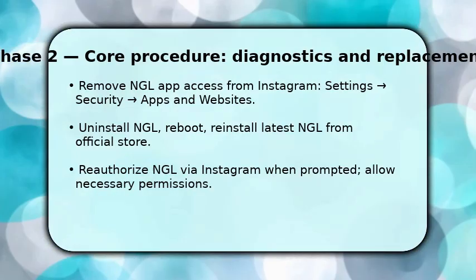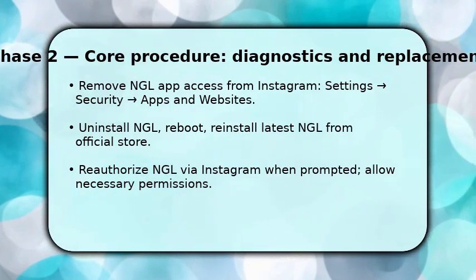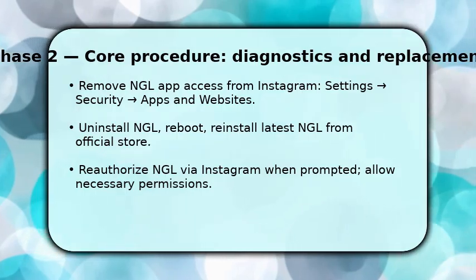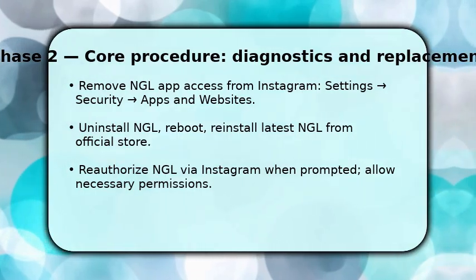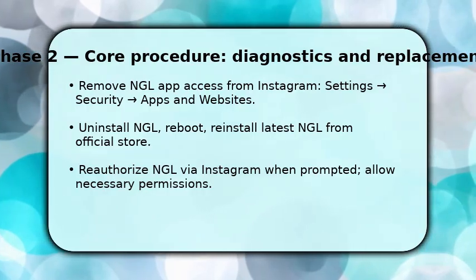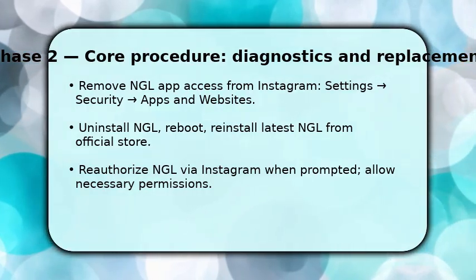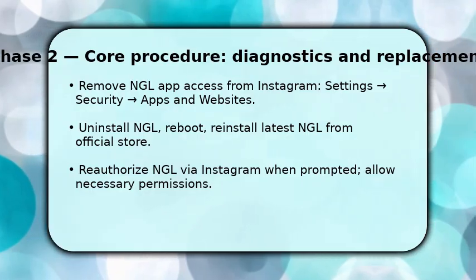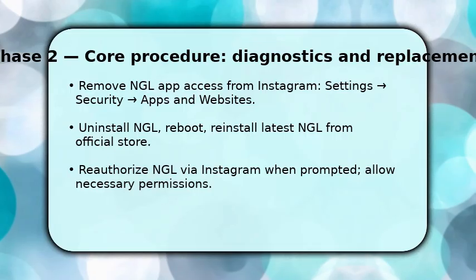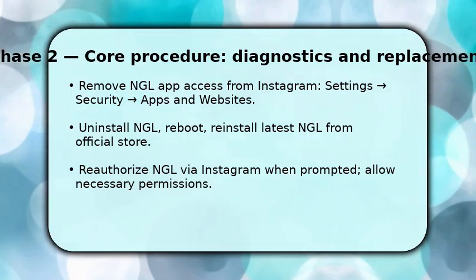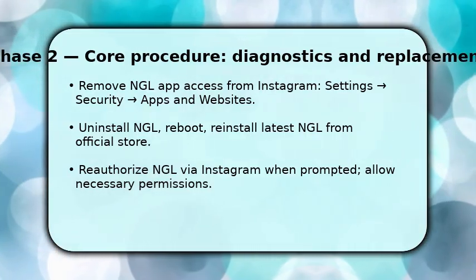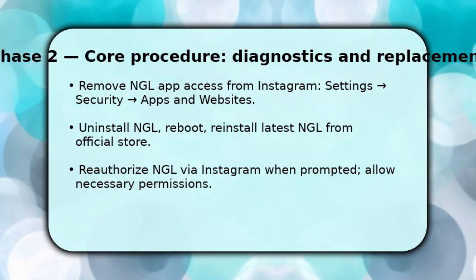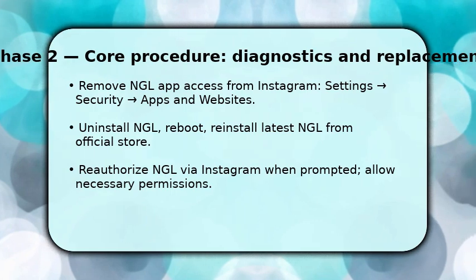Next, revoke and reauthorize access to reset tokens and permissions. Go into Instagram settings, then security, then apps and websites, and remove NGL from active permissions. This invalidates the old session. Once removed, uninstall the NGL app, reboot the device, and reinstall from the official App Store. Do not use third-party downloads. When you open NGL, reauthorize using Instagram login and accept required permissions. This forces a fresh OAuth handshake and resolves many access restricted.